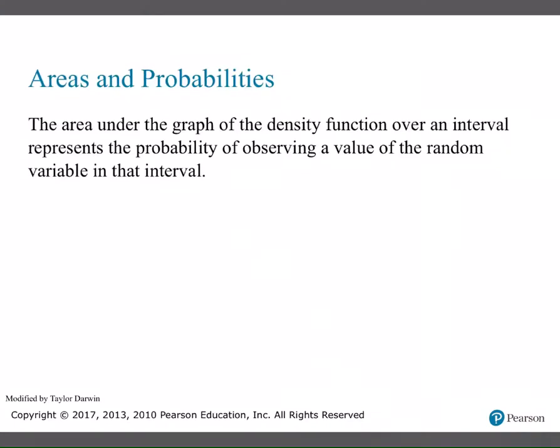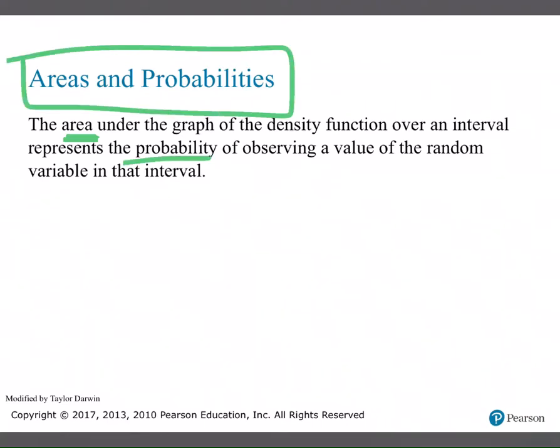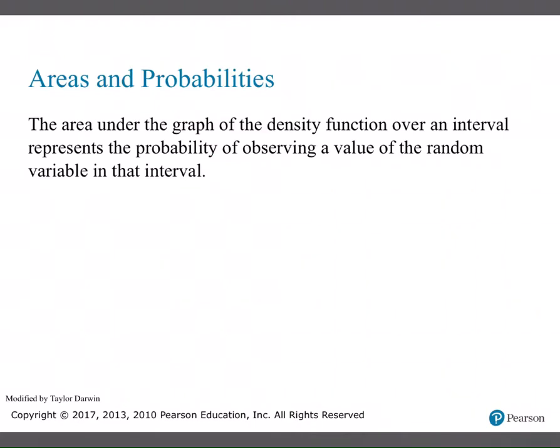The area under the graph of the density function over an interval represents the probability of observing a value. So you'll be seeing this a lot. Area and probability pretty much mean the same thing here. You'll be asked to find either one, and so you basically need to recognize, again, that it is asking the same thing.